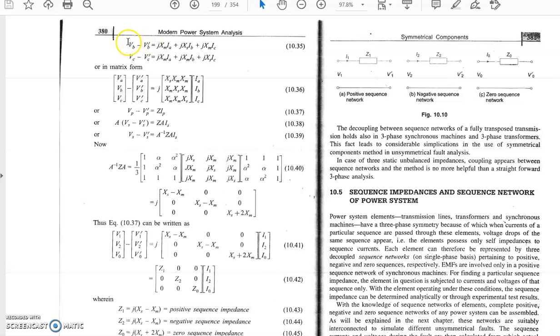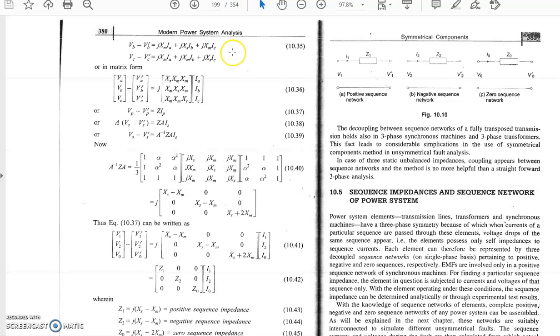For phase B, VB minus VB dash becomes jXM into IA for the mutual, jXS into IB for the series, and jXM into IC for the mutual. Similarly, VC minus VC dash is jXM into IA, jXM into IB, which is from the mutual effect, and jXS into IC, which is the series drop. So these KVL equations denote the voltage drops. This equation is very simply written by the KVL method, Kirchhoff's voltage law.